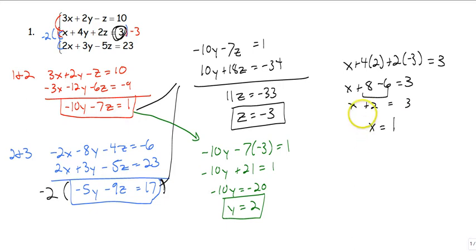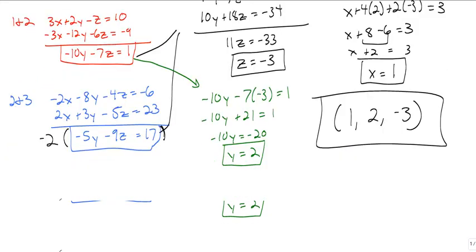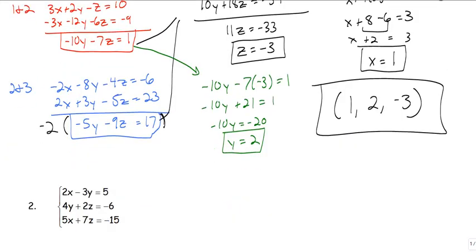And then our final solution set, guys, remember, put it in correct alphabetical order. Do not say negative 3, 2, 1. X is 1, y is 2, z is negative 3. This is my solution to this 3-variable, 3-equation system. Hope that is helpful. And let's go on to the next one.